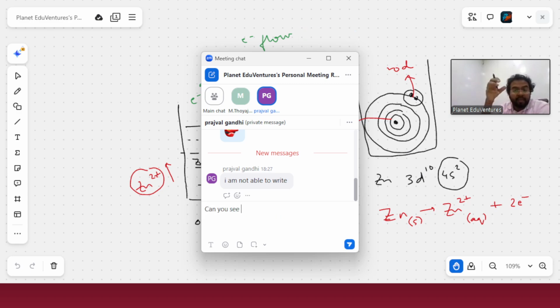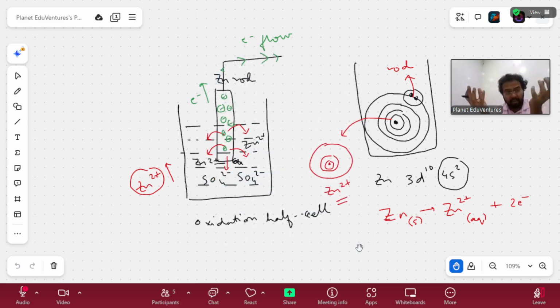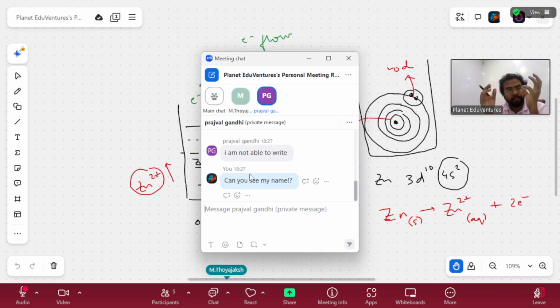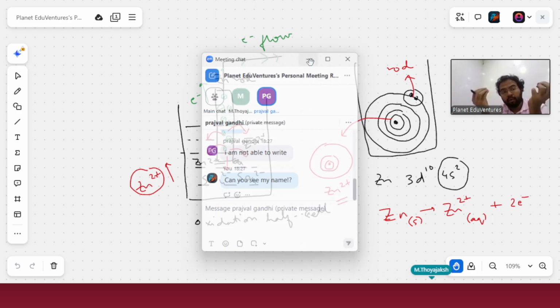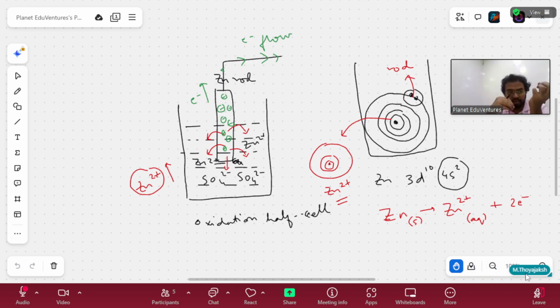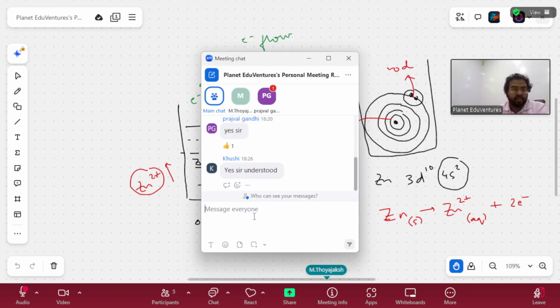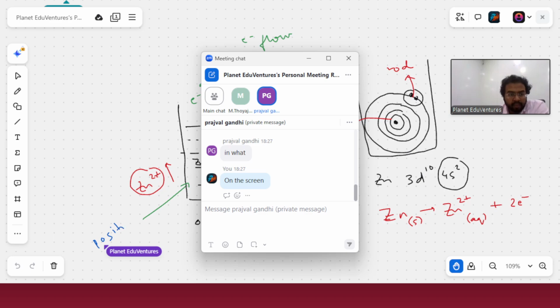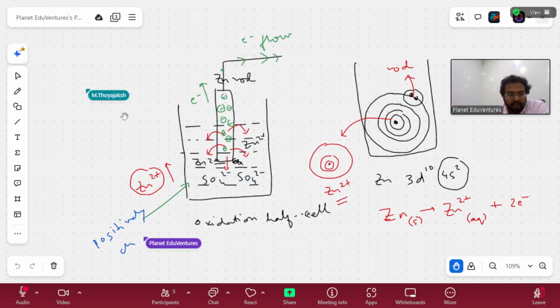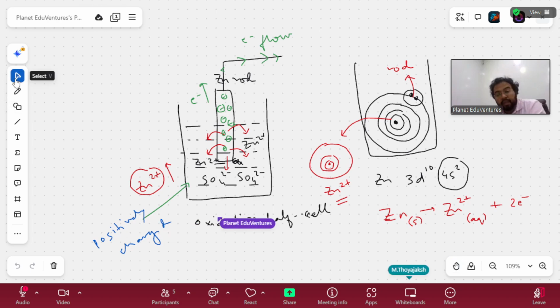Okay, and what is happening in the solution? Initially it had an equal number of Zn2+ and SO4 2-, because ZnSO4 was put inside the solution. So Zn2+ and SO4 2- were equal in number. But now what is happening? From the rod, Zn2+ ions are entering the solution. So the solution is becoming positively charged. Why? Because more and more Zn2+ ions are entering the solution.